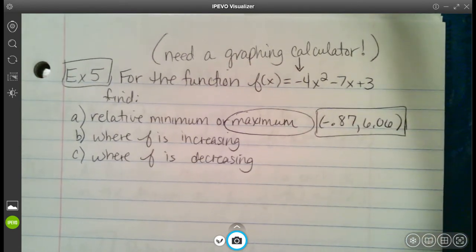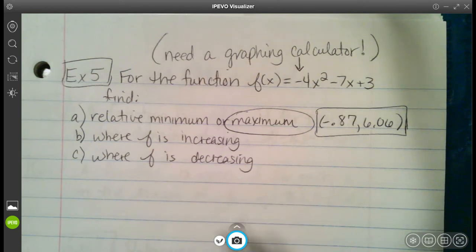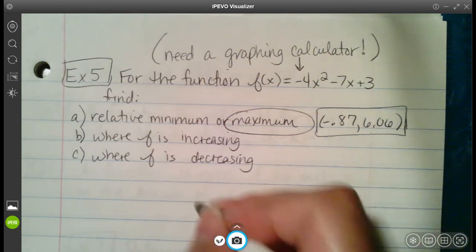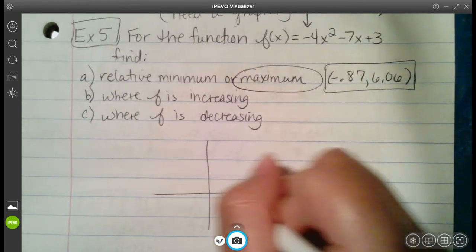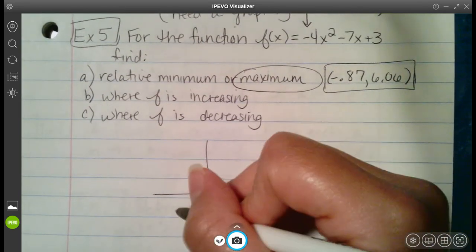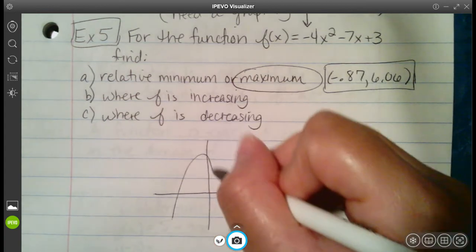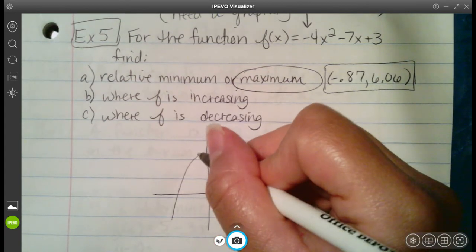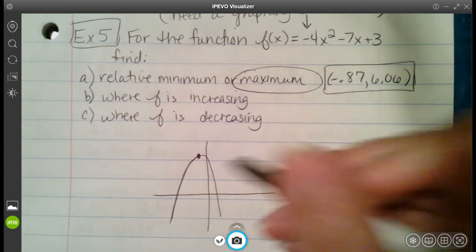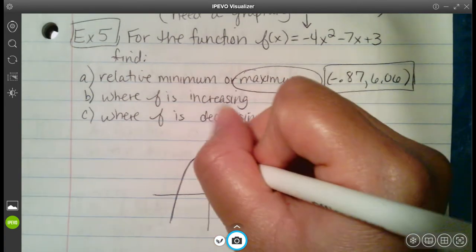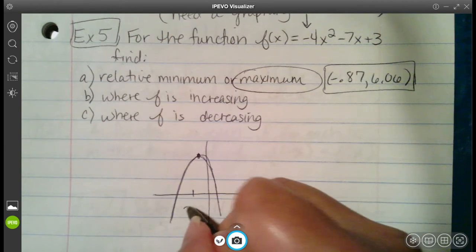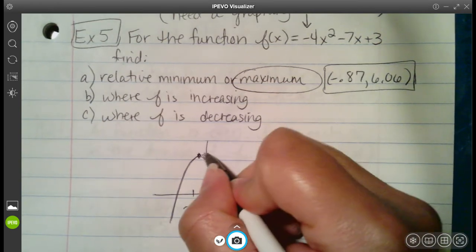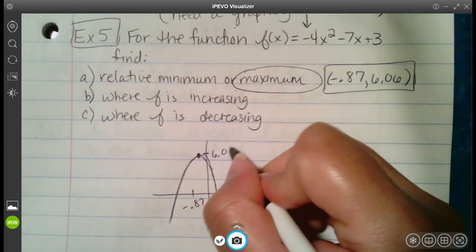It's a little bit more complicated. So I'm going to sketch this just really quickly here for our reference, so we don't have to look at that really bad lighting calculator. Okay, so it looked like it was kind of something like this, with the top point here-ish. And this point right here, hopefully your graph is not as ugly as mine, this was negative 0.87. And this up here is 6.06.